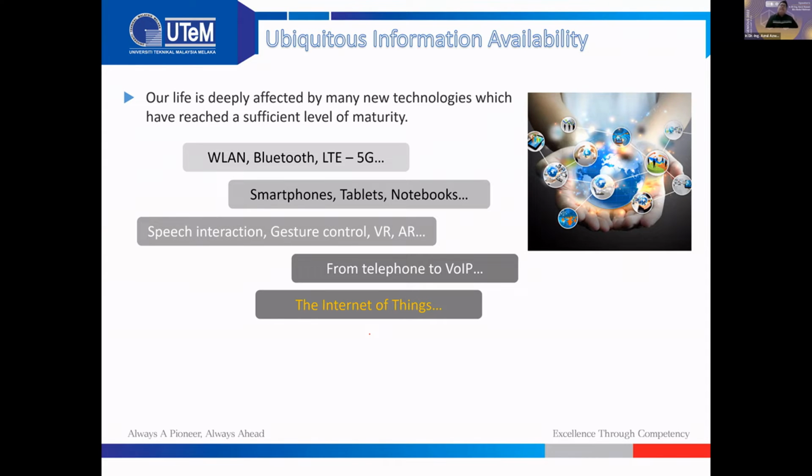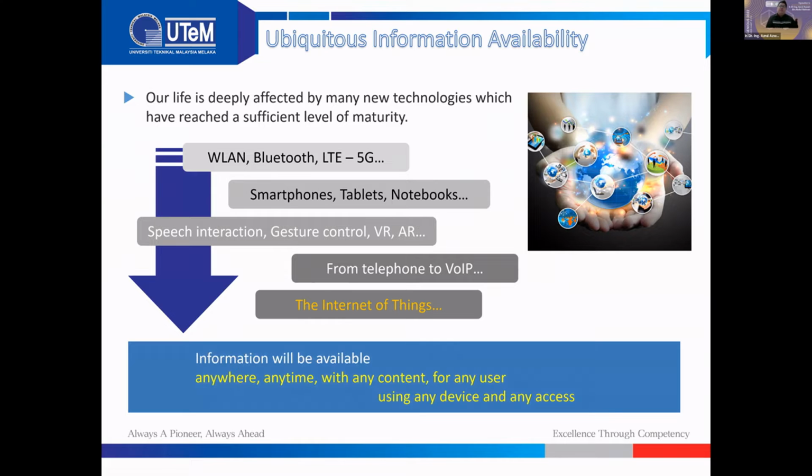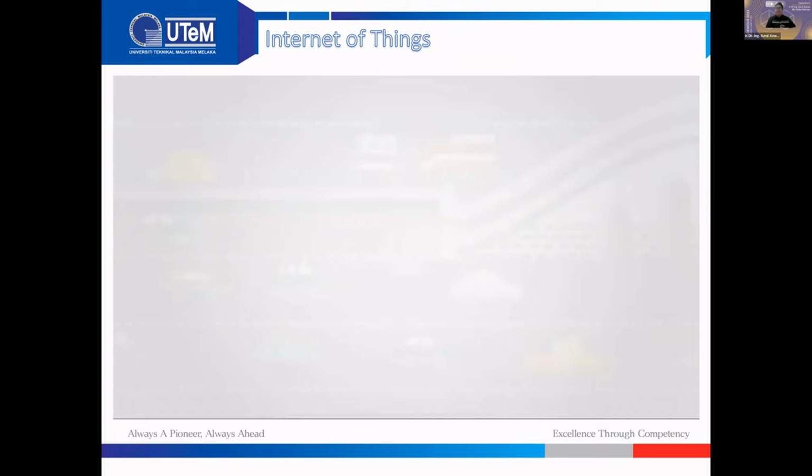So all these things lead to what we call the Internet of Things. By having this Internet of Things, we can say that information will be available anywhere, anytime, with any content for any user using any device and any access. Then, let's take a look at a short video related to the Internet of Things.